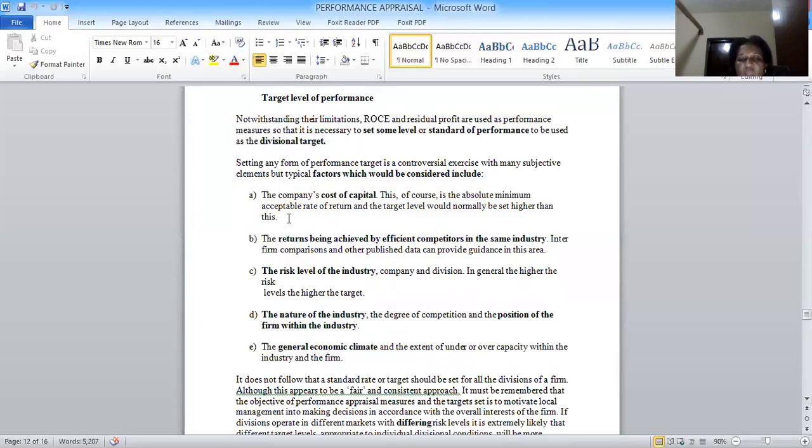So when you are considering the factors that you will use to set the target for performance, you have to consider cost of capital. What is cost of capital? I believe you've done finance, so you remember all these things. That is how much it will cost you to get the capital that you are working with, or the capital that you want someone to give to you. Because basically organizations depend on capital from outsiders, and then their own capital.